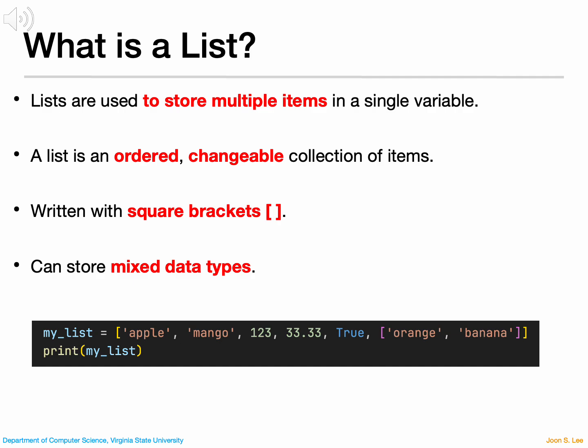Lists can store mixed data types. You can have strings, integers, floats, booleans, and even another list inside the same list. Let's look at the example. Here you can see that my_list contains text, numbers, a boolean, and even another list nested inside. When we print it, Python shows all of these elements together, exactly in the order they were added.